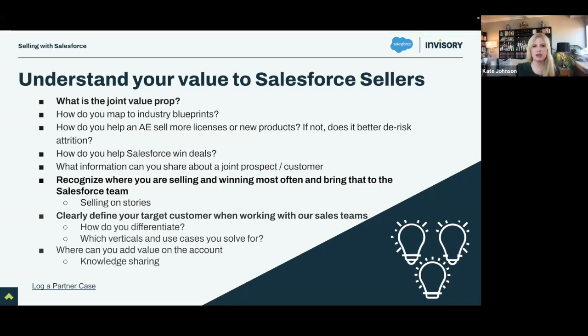And in the scenario of the account team bringing you in for the first time, it's important to first understand where the account team is at in the opportunity and if they're focused on a specific sales play. So you can discuss where you can add value, whether that's accelerating the deal or de-risking attrition, depending on the type of customer engagement that they're working on.